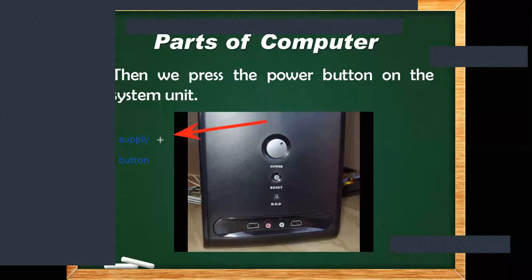What happens when you switch on the power supply? It will send the electricity. This power supply sends the electricity to the system unit. The system unit will get the electricity when you switch on the power supply. What happens when you press the power button? The computer will start working. With the help of that electricity, the computer will be started.